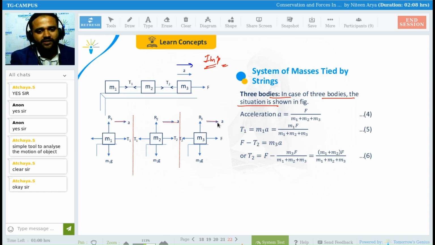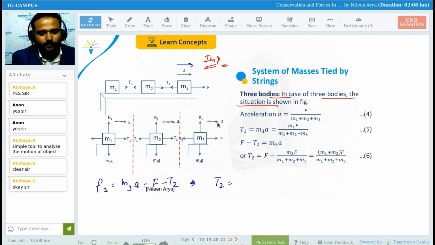Now this M3A is the force on the third mass only, that is force minus tension 2. And what is tension 2? Tension 2 is nothing but total force minus M3A. So putting in the value of A, we get this tension 2. Is this clear? Clear now?